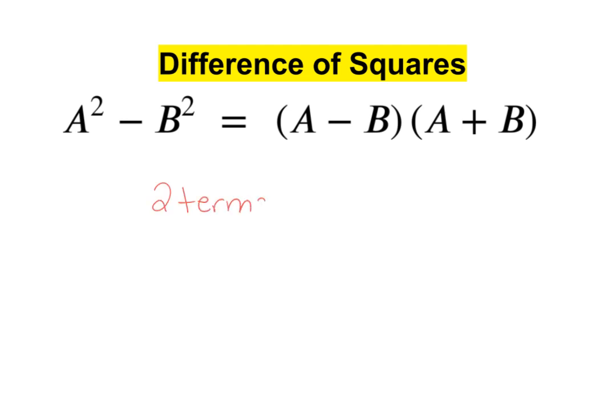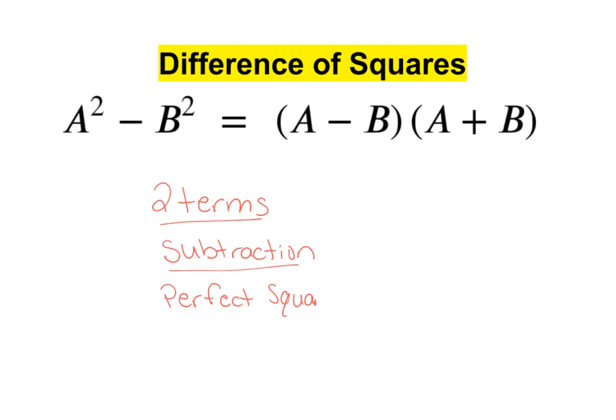So when you're asked to factor something with two terms, you might be thinking maybe this is a special one. The other thing that you should notice is that it's always going to be a subtraction. So two terms with subtraction. And then the other thing is that both of the terms are going to be perfect squares. Numbers that you could do the square root of. So if those three things are true, then you probably have a difference of squares case.